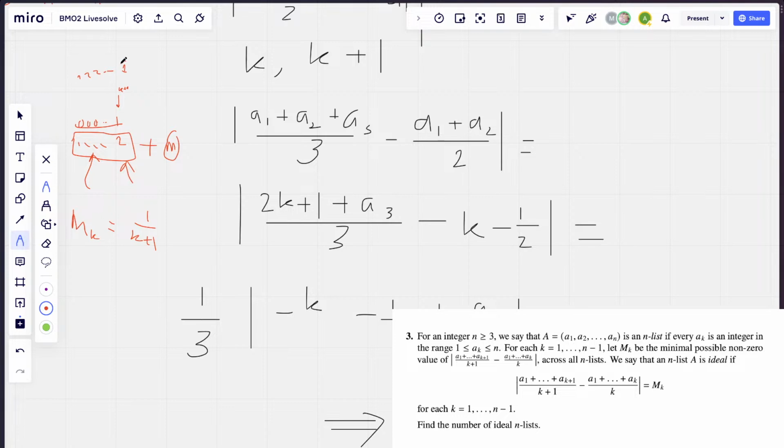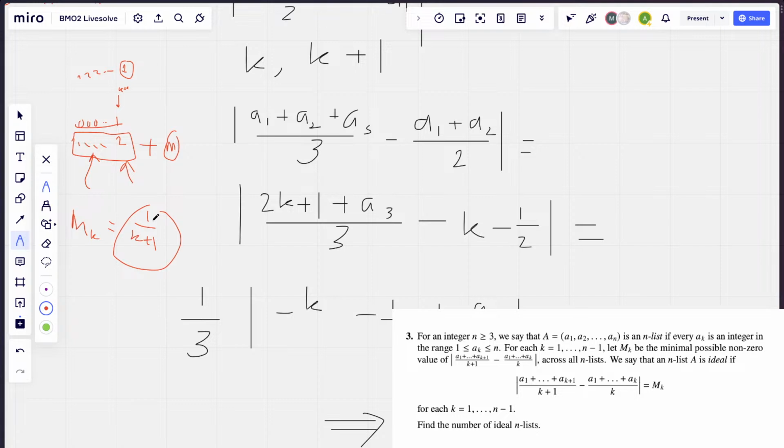We need to prove this rigorously, right? Well, the minimality should be obvious, right? Just think about the format. We've got a bunch of integers divided by k plus 1. Oh, well, I guess it could be smaller. Could it be smaller?